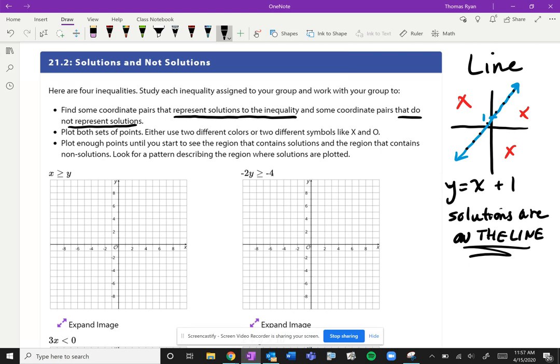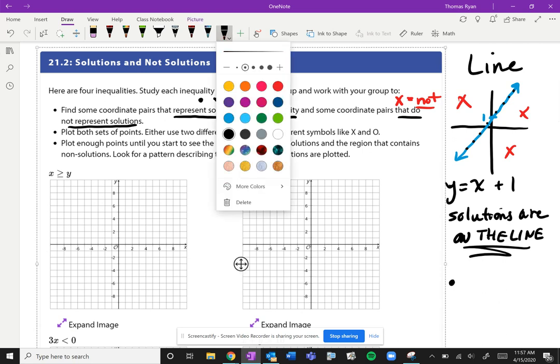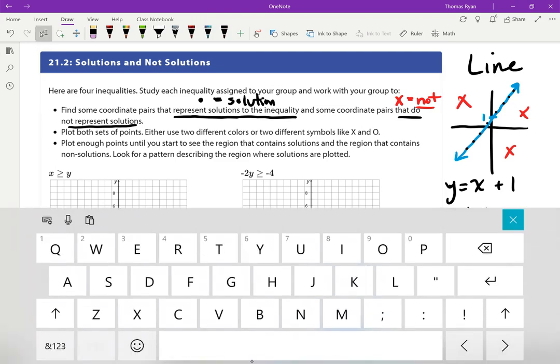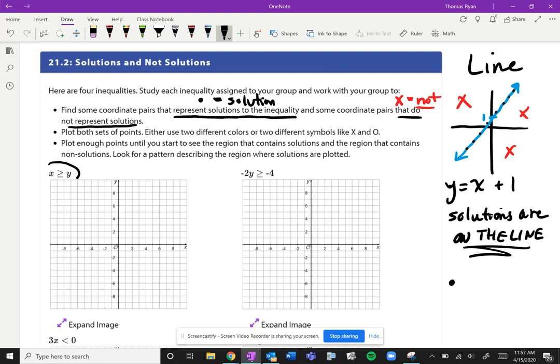All right, so here's what we're going to do. We're going to use a black circle equals a solution, and a red X is going to be not a solution. Let's start by finding some solutions. Let's look over here at the first graph. Think about what this inequality symbol means before I say it.